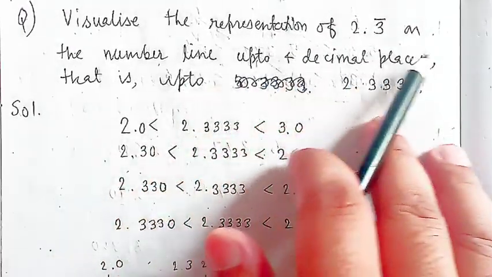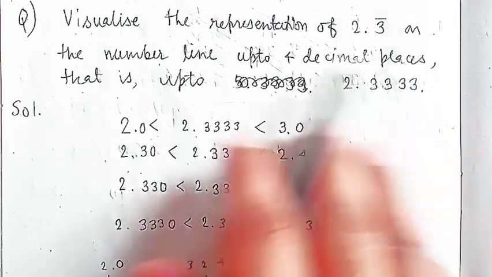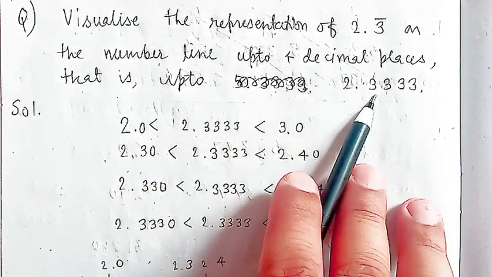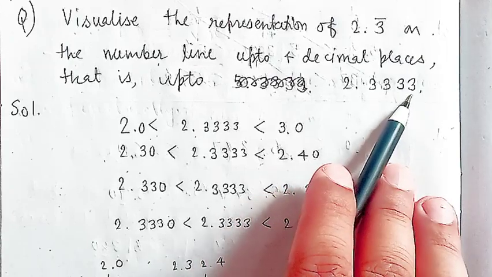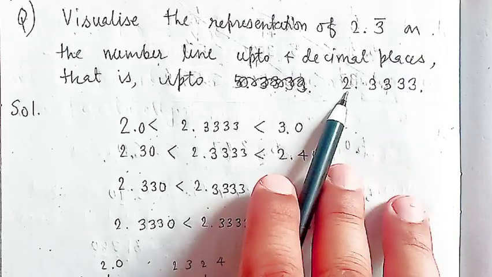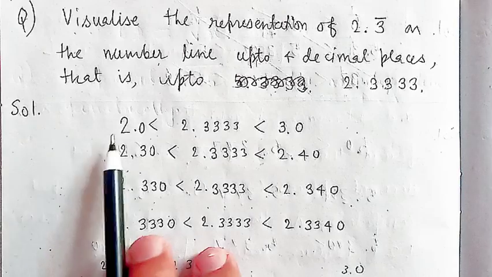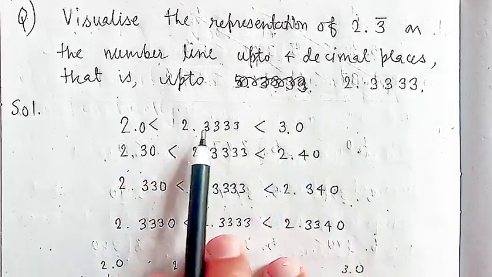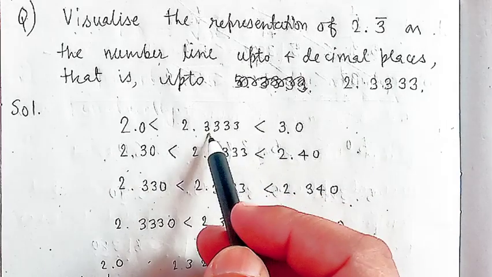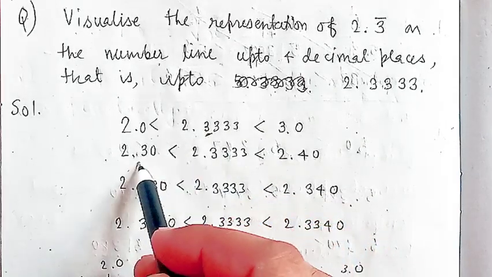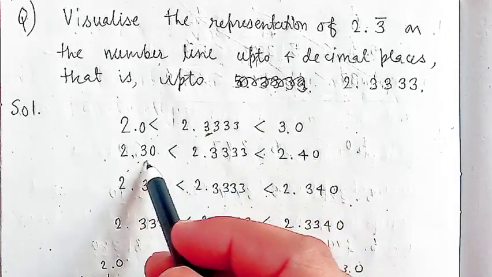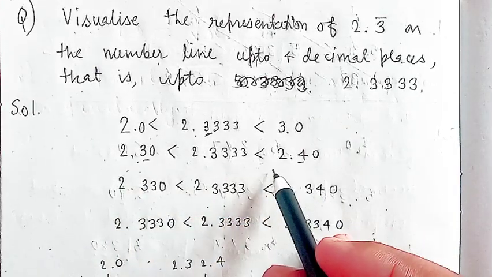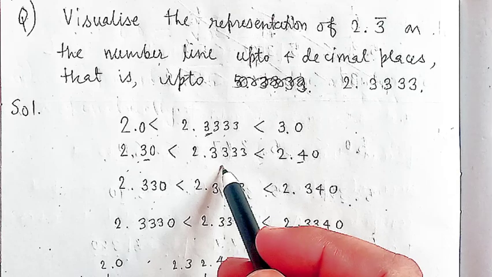Visualize the representation of 2.3 recurring on the number line up to 4 decimal places, that is up to 2.3333. For this, firstly we take one decimal place, then we put this number between 2.0 and 3.0. Now we take two decimal places, that is if we write 2.3, then we can put 0 after 3, and now increase 3 by 1, then we get 2.4.